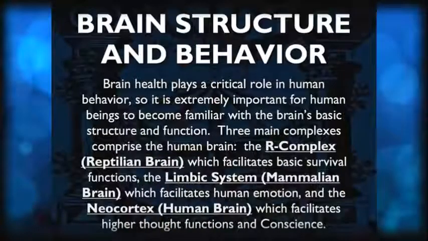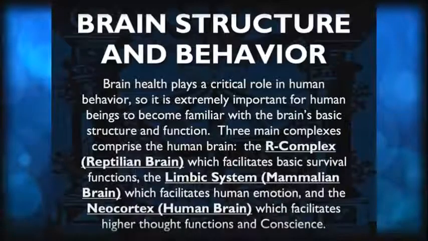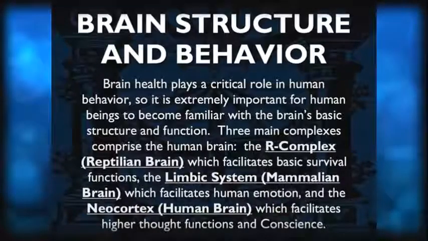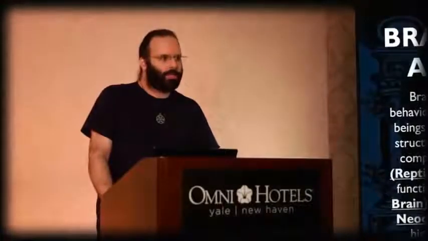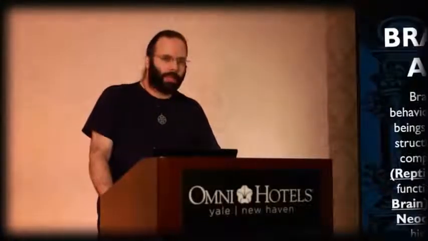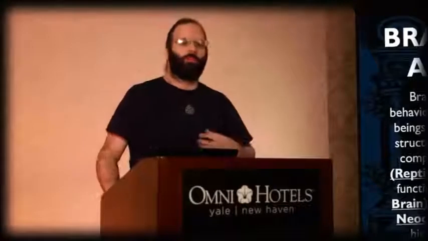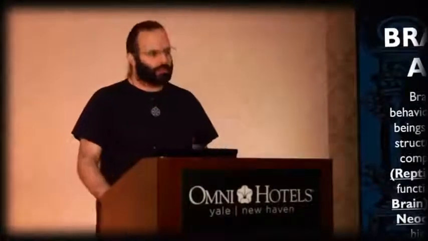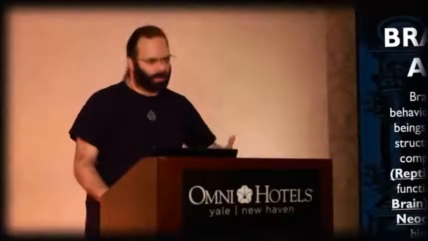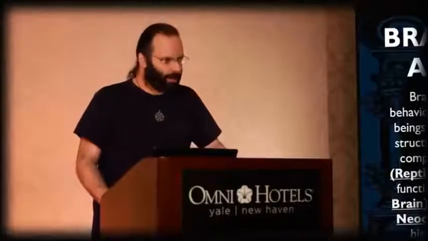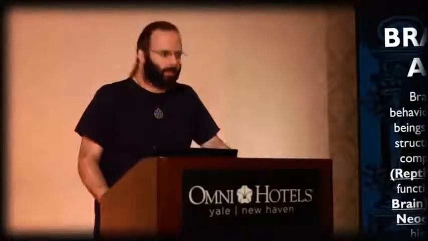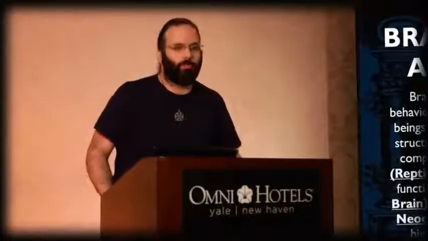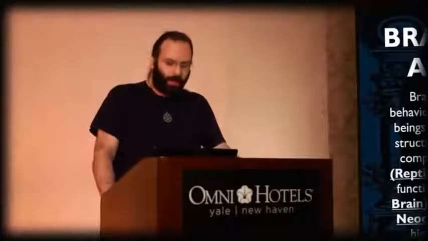The second part of the brain is above the R complex. This is called the limbic system. It's also known as the mammal brain, the mammalian brain. This part of the brain facilitates human emotions, and it makes human emotion possible to be felt in the physiology. It does this by releasing what's known as neuropeptides into the bloodstream through different glands that comprise the limbic brain, or what's called the midbrain also.